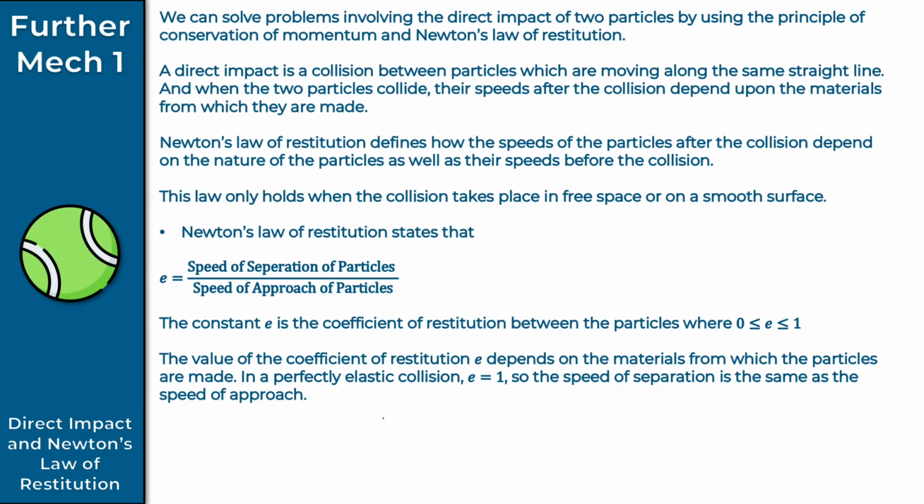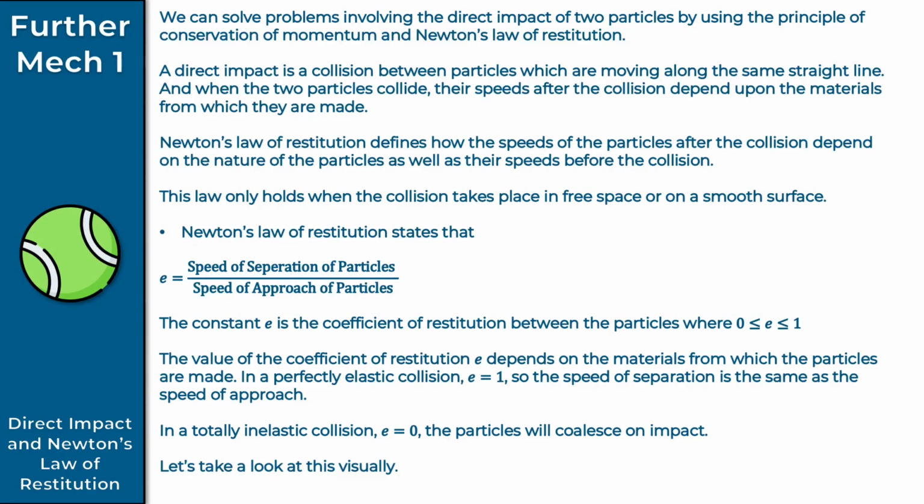The value of the coefficient of restitution e depends on the materials from which the particles are made. In a perfectly elastic collision, e is equal to 1, so the speed of separation is the same as the speed of approach, and hopefully that should seem quite intuitive. For the opposite situation, we have a totally inelastic collision, in other words e is equal to 0. In this case, the particles will coalesce on impact, and I'll show you an example of what this looks like very shortly.